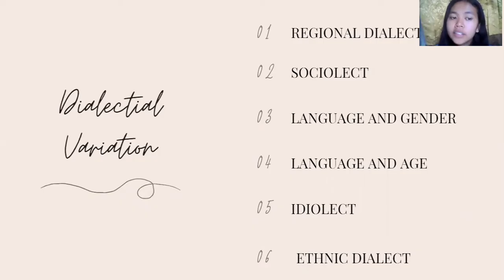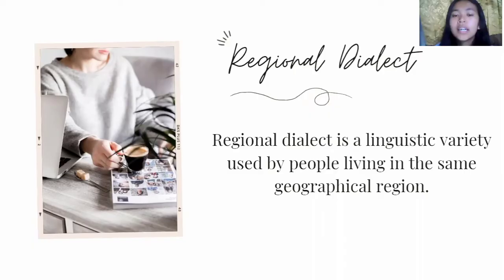Now, I will talk about dialectal variation. There are 6 kinds of dialectal variation. The first is regional dialect, the second is sociolect, the third is language and gender, the fourth is language and age, the fifth is idiolect, and the last is ethnic dialect. Now, we will continue with the first variation, dialect. The first is regional dialect. Regional dialect is a linguistic variety used by people living in the same geographical region.